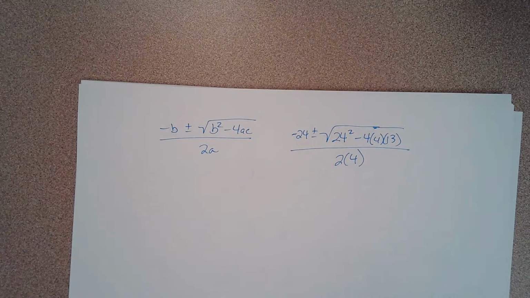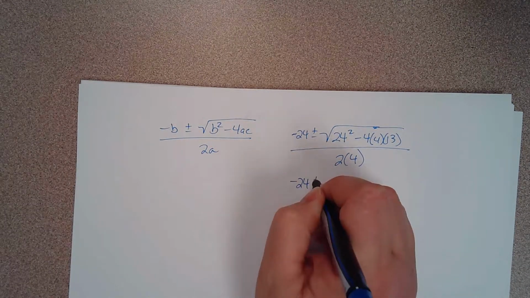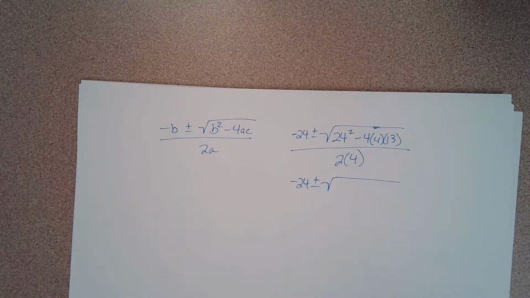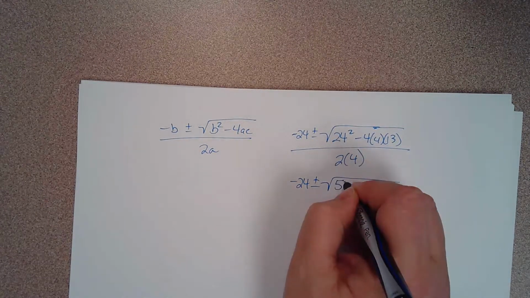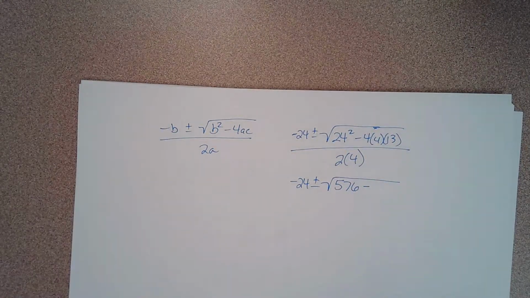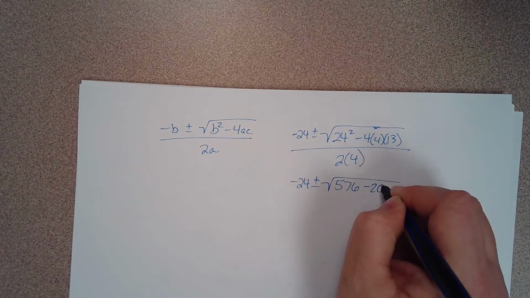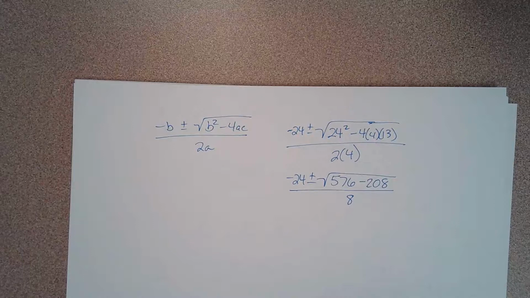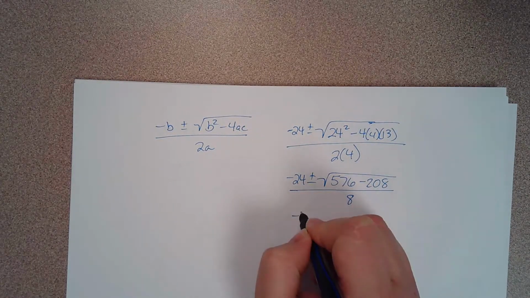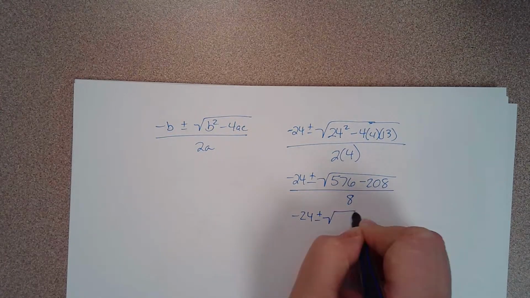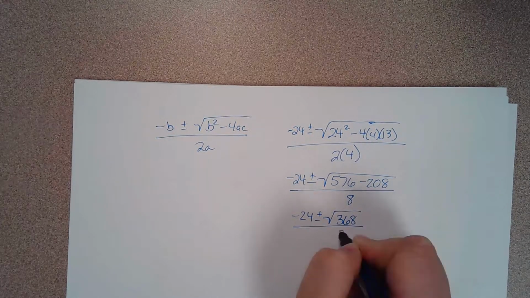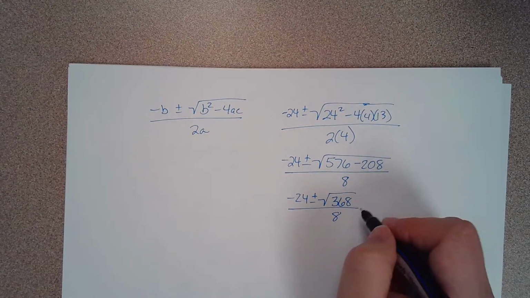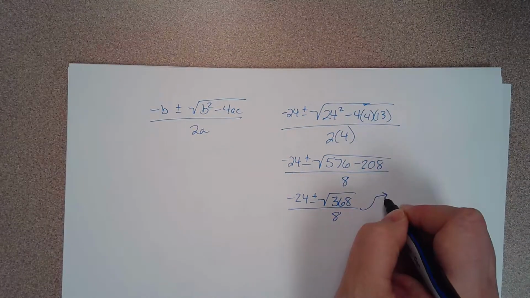So negative 24 plus or minus square root. 24 squared is going to be 576 minus 4 times 4 is 16 times 13 is going to give me 208 all over 8. So I'm going to take 576 and subtract 208 from it, and you're going to get negative 24 plus or minus square root 368. Now I know 368 is not a perfect square, and that's okay. So let's do one positive, one negative.